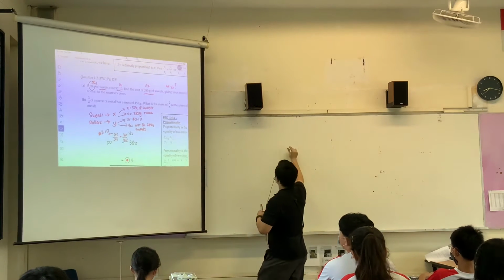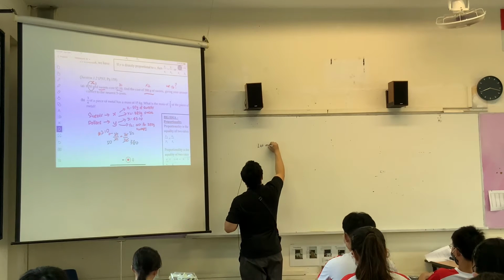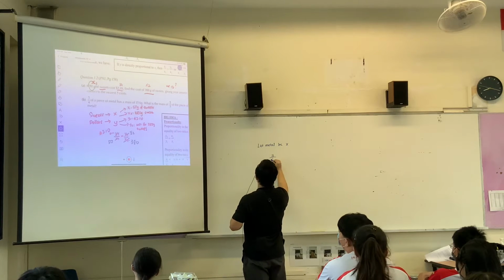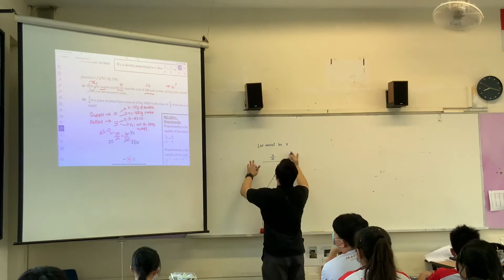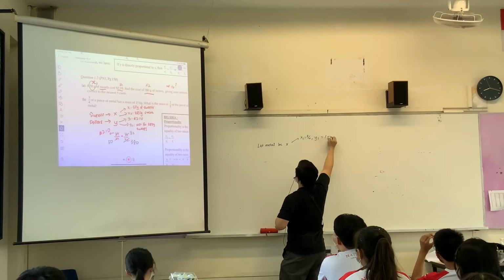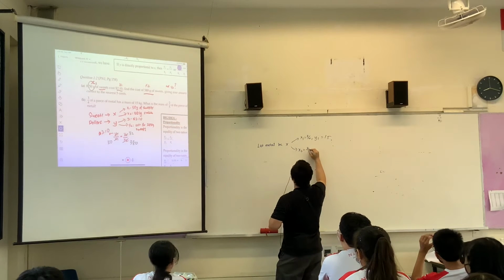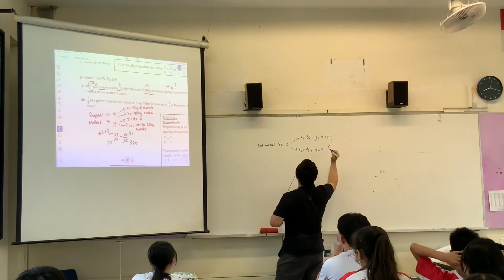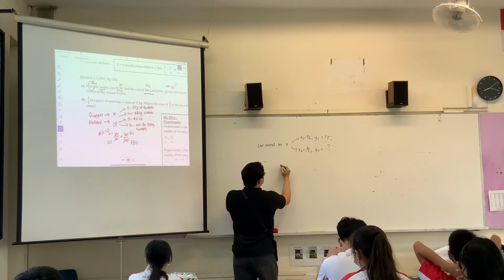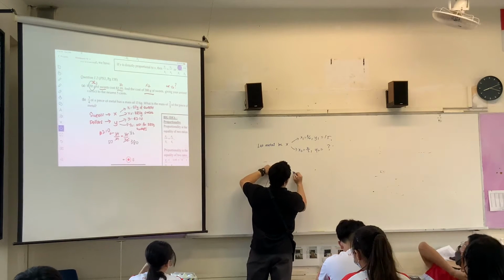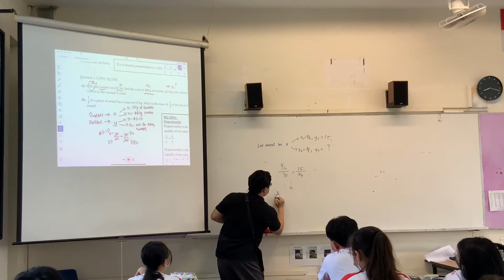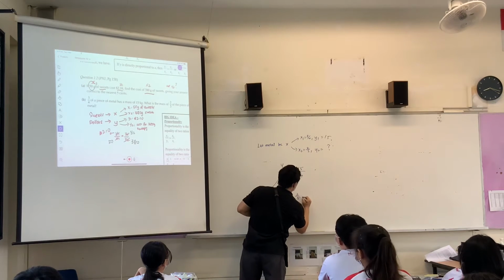You can let the metal be x. So x1 is 3 over 4, and y1 is 15. Now if x2 is 2 over 5, what is y2 equal to? From here we can form the equation: y2 over x2 equals y1 over x1. Then just cross multiply: 3/4 y2 equals 2 over 5 times 15.